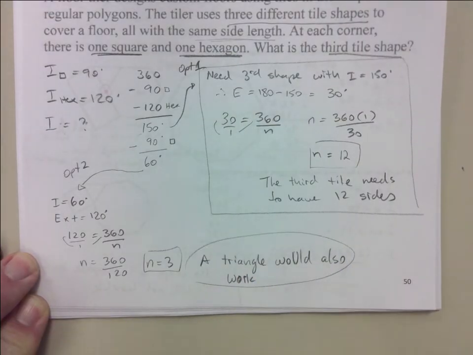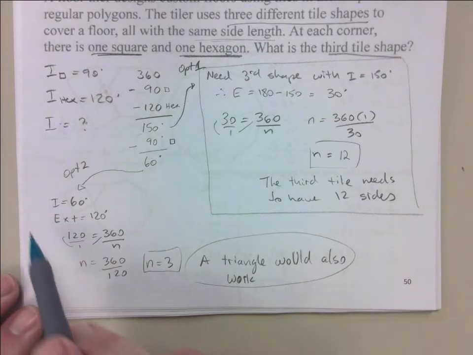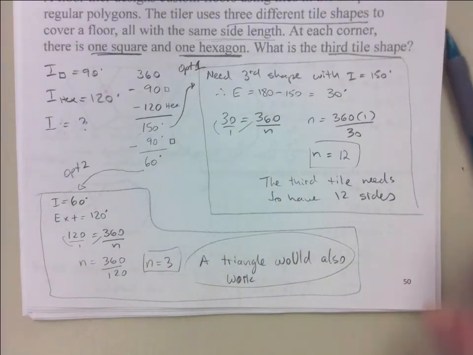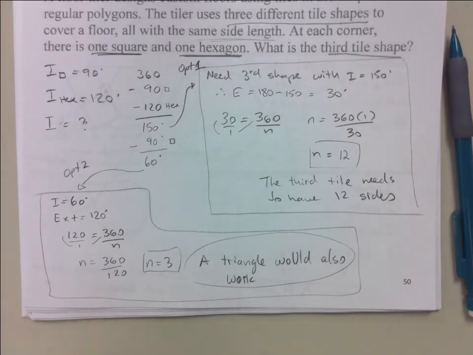Okay, so it's kind of like choose your own adventure kind of thing. Sometimes there's multiple, sometimes it's very obvious that there are no other ways of doing it. All right?